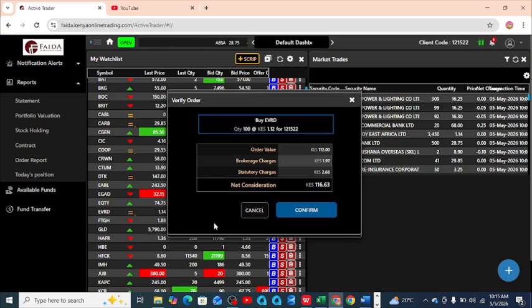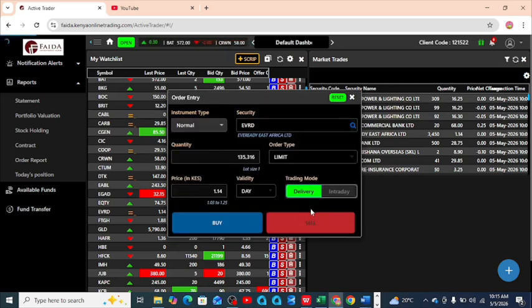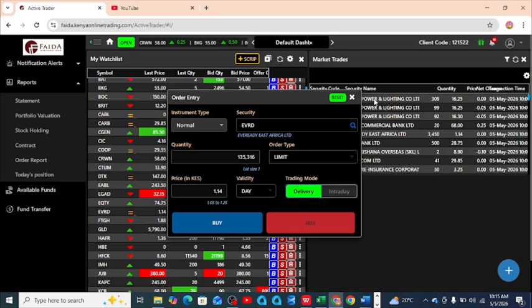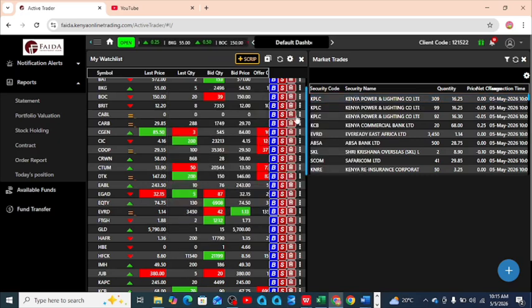So I technically need to have around 106 in my account, so I can just confirm and buy. The order has been placed. So that is how we technically buy shares in the Nairobi Securities Exchange. The selling of shares is also technically one and the same thing.